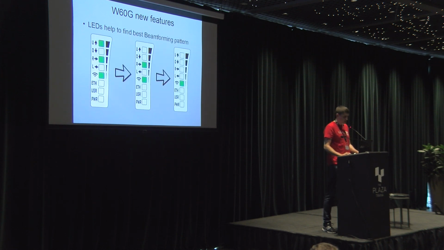Also, there are LEDs added for LHG60 to make the alignment easier. It basically means if you move, it shows you in which direction the device should be moved, up, down, left, right. And it also shows if there is a wireless link created. So you actually don't need a second person or a computer when you are doing alignment.